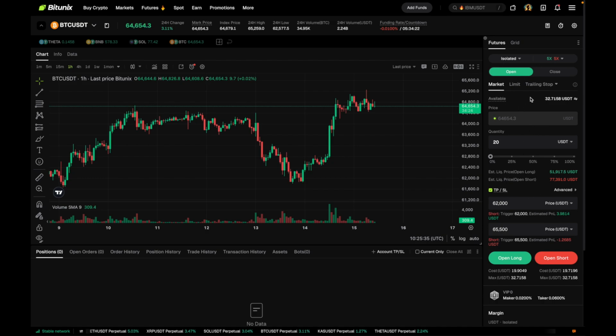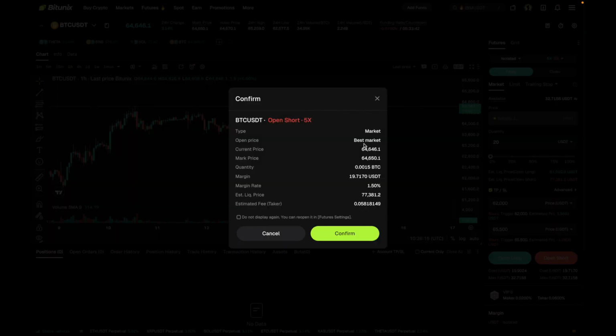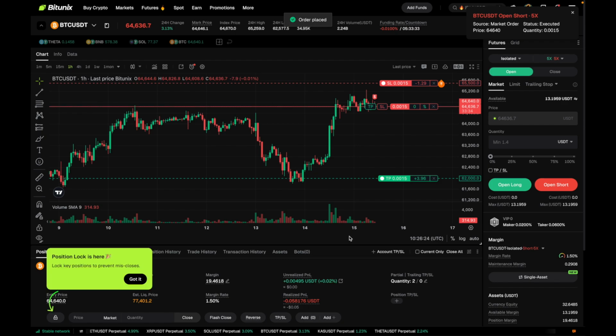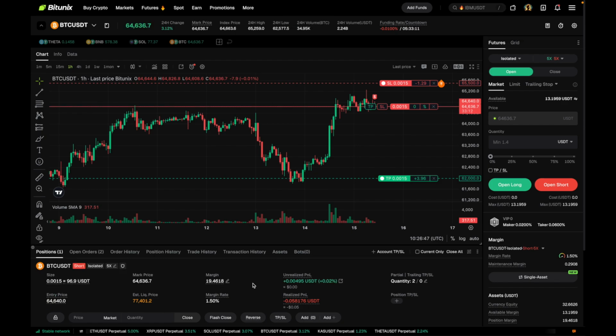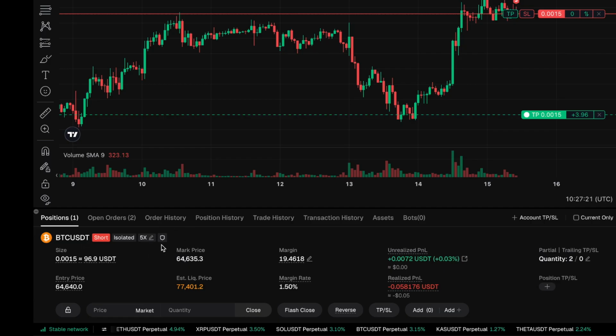Anyway, now that we've got everything set up properly, let's go ahead and enter this short position. You'll get this box just to check everything over and confirm here. So we're going to click confirm. There we go, we are now in a short position. If you look down here, you can see all the details of our trade. We entered at this market price. This is our estimated liquidation price.